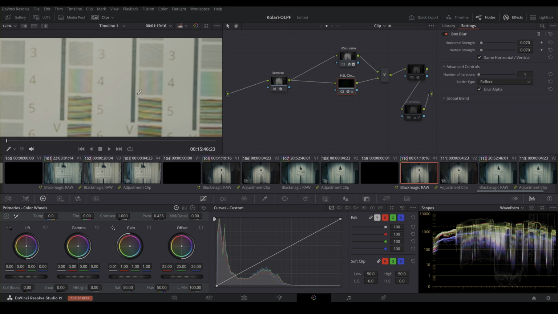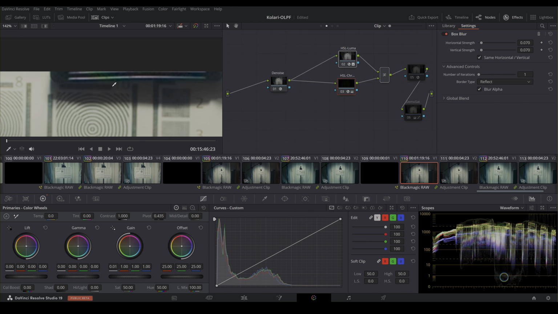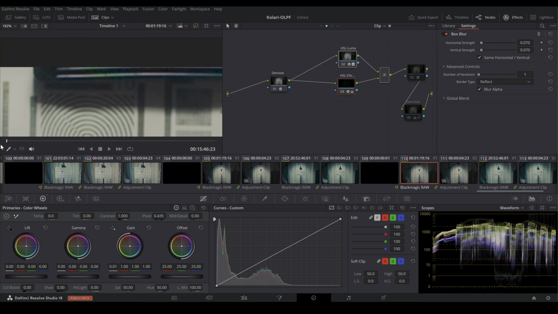And as you can see here, we still have some of this moire effect, this rainbow effect. If I deactivate it and activate it, you can see it helps a little bit, but not much. And also, by the way, I just realized here on the top, I have also some moire with this camera.